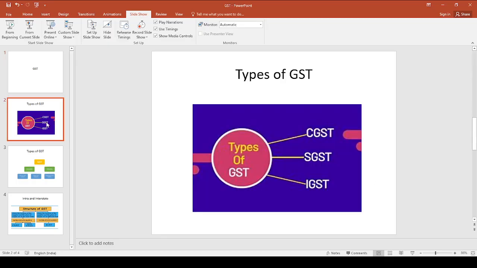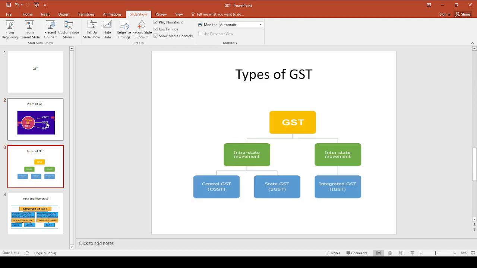So as per this, we are going to classify GST into three categories. One is CGST, another one is called SGST, and the last category is called IGST. So we will see what is CGST, SGST, and IGST. But before that, we will see what is an interstate movement of goods and what is an intrastate movement of goods.